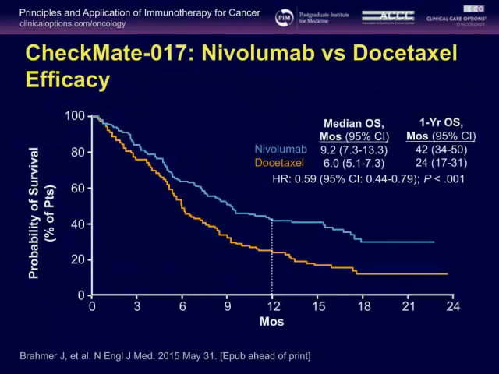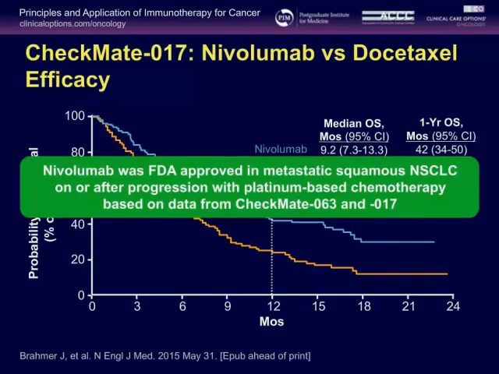And the reason it was presented as an oral at ASCO and made it into the New England Journal is because of this survival curve. You can see here that the survival was significantly better with nivolumab, hazard ratio of 0.59, highly statistically significant, a median of over 3-month improvement, 9 months with the nivolumab versus 6 months with the docetaxel. So the FDA approved nivolumab based on these results, and that approval was actually back in the springtime.